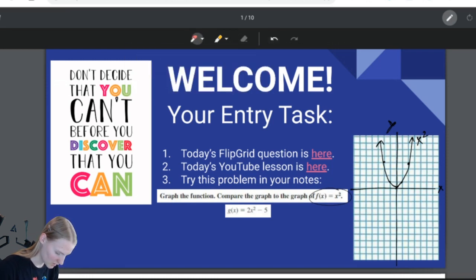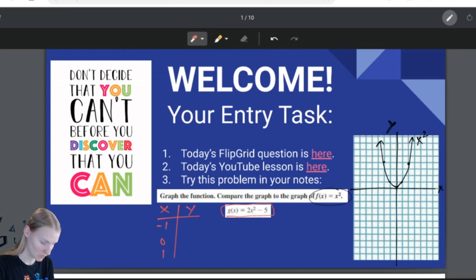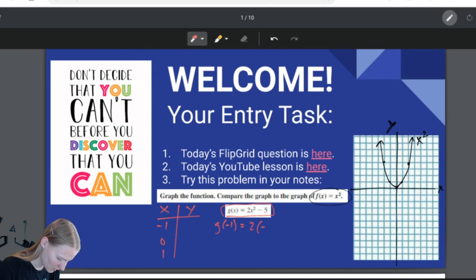Next. G of x equals 2x squared minus 5. Let's get our table in here. X, y. Remember, there are no fractions, so I'm just going to use -1, 0, and 1. Cool. Okay. G of -1 is 2 times -1 squared minus 5. That is 2 times 1, minus 5. That is 2 minus 5, which is -3.